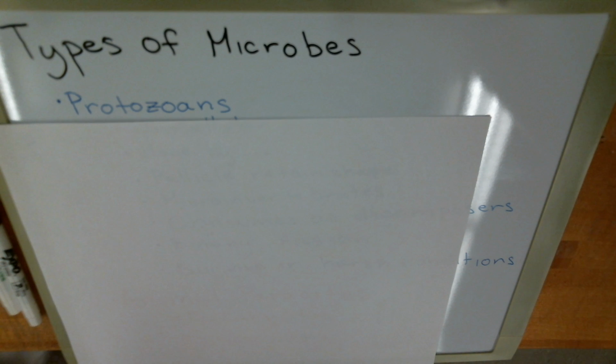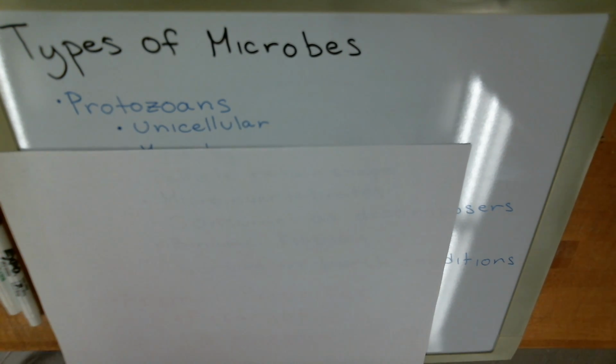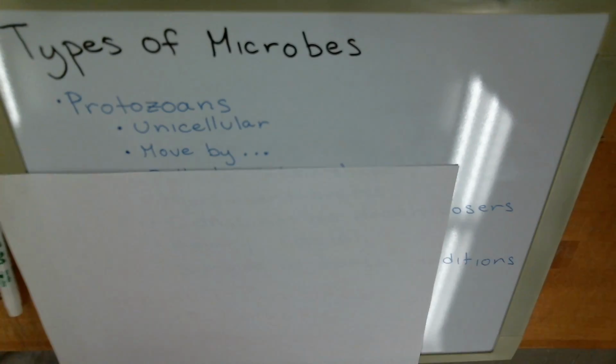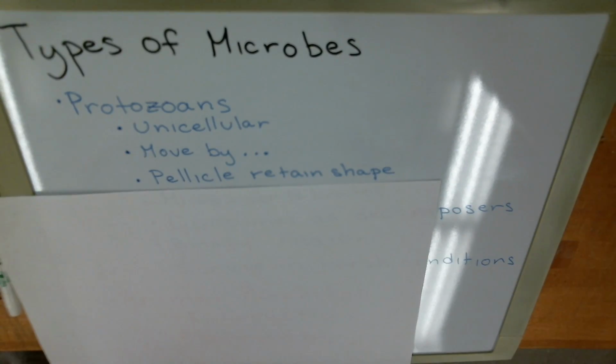Alright, next up we have our protozoans. Our protozoans are unicellular beings, and they move by pseudopods, flagella, or cilia. And this is very obvious, like when you used those wet slides, I think it was probably your first or second day. That's how they move around, by using those pseudopods, those little feet. And pellicles are supporting cells that help them retain their overall shape.